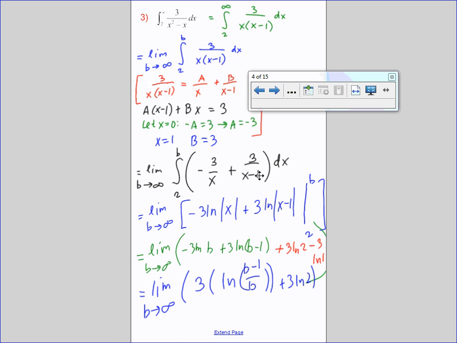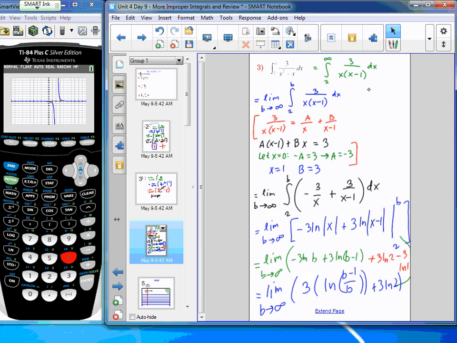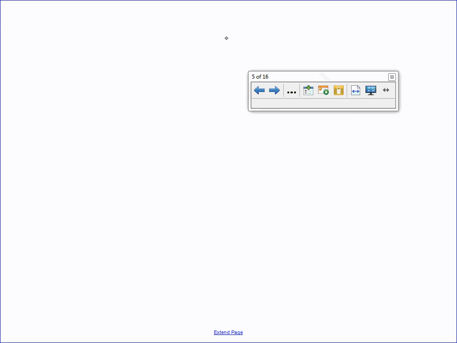You guys have this written down? Because I can't handle this page anymore. So I'm going to just start fresh here and get some space.